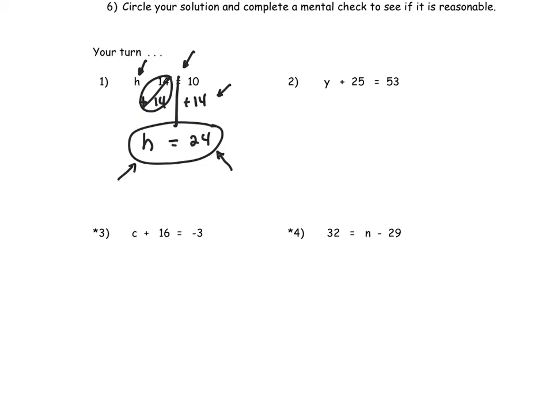24 we think is the answer. So where the H is, I'm going to put 24, then I'm going to take away 14, and I'm going to see if that equals 10. So if you did all of that, then you are following the step-by-step guide. Would you go on to number 2? Again, pause the video and try it on your own.